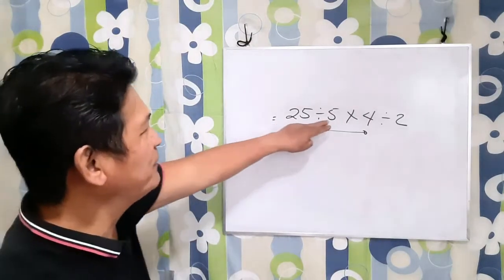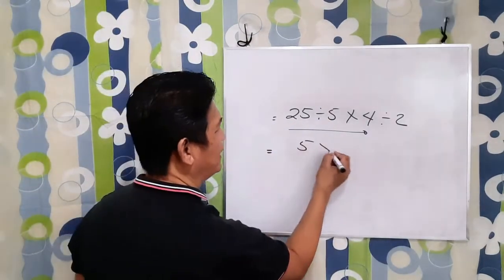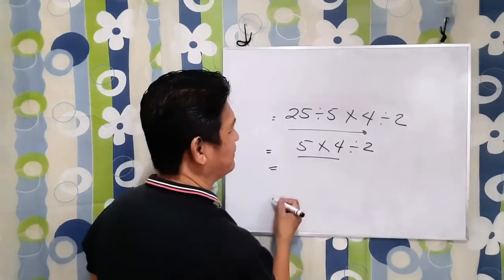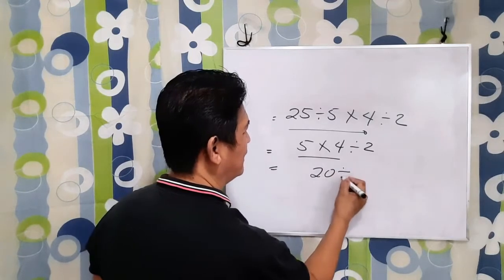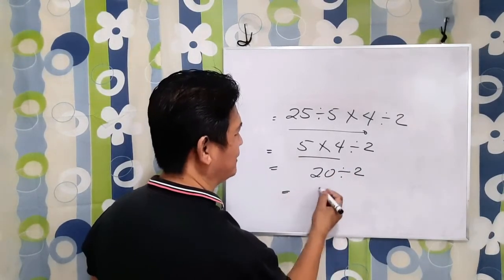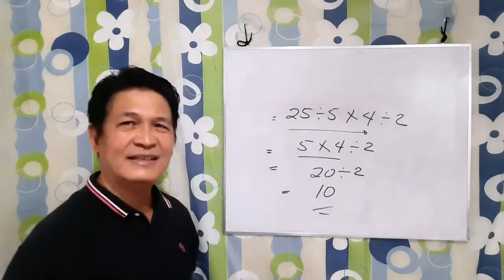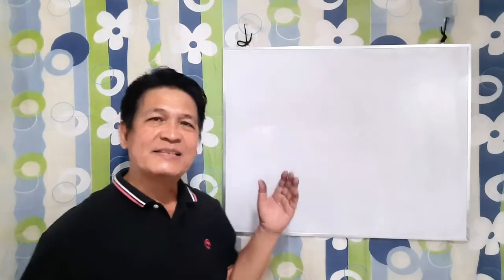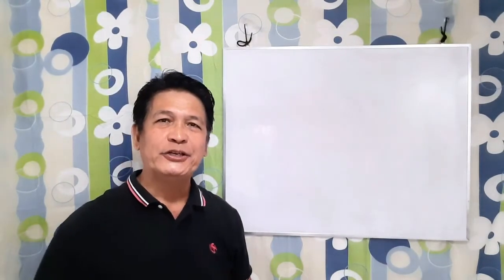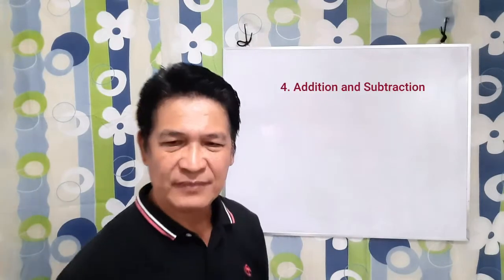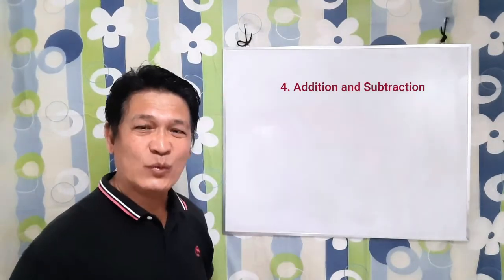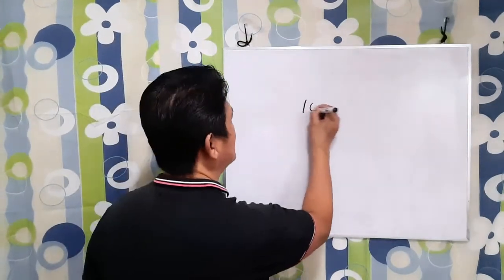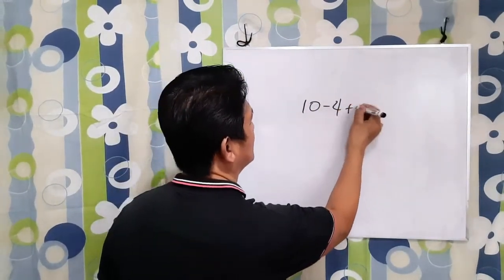So 25 divided by 5 is 5, times 4 divided by 2. And that will give you 5 times 4 is 20, divided by 2. And 20 divided by 2 is 10. That is how to do your multiplication and division. The last but not the least is to simplify your addition and subtraction. And that is the easiest. But however, we are going to have an example: 10 minus 4 plus 5.